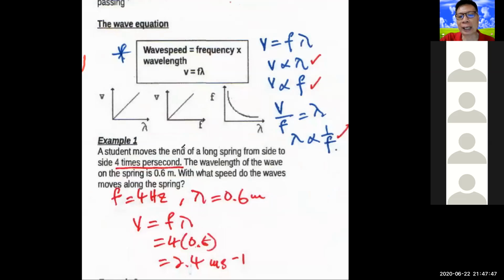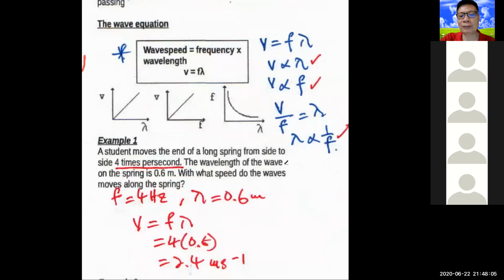A student moves the end of a long spring from side to side 4 times per second. When you see 4 times per second, it means frequency is 4 hertz. Anything that happens a number of times in 1 second means frequency. So frequency is 4 hertz.